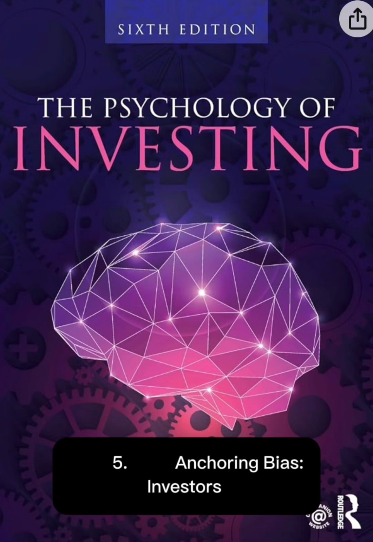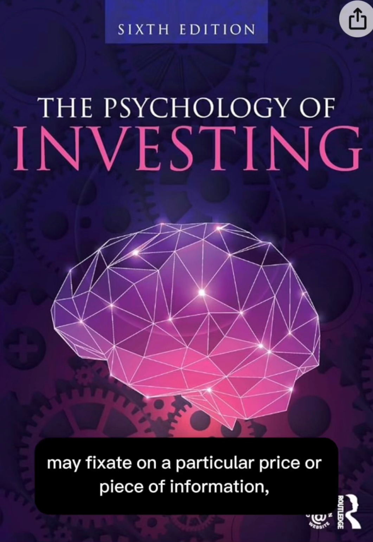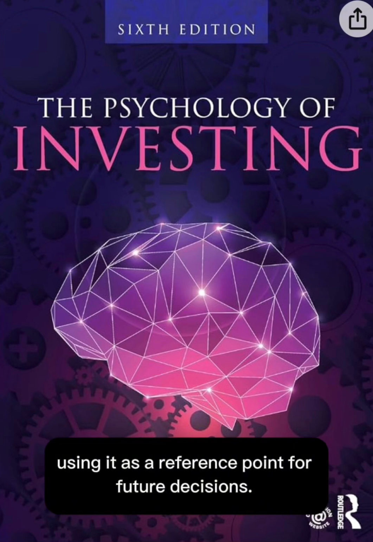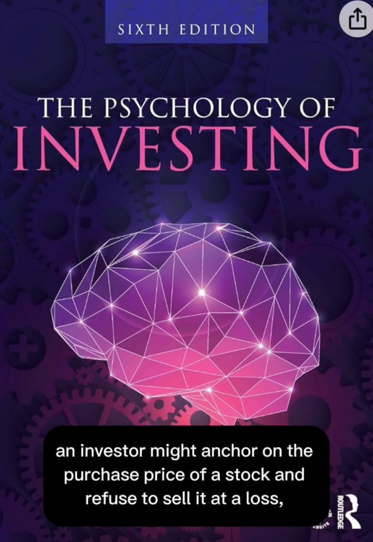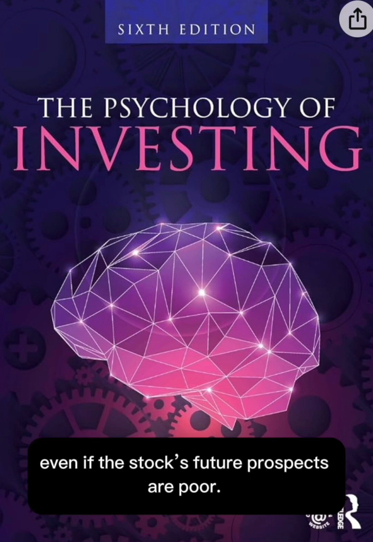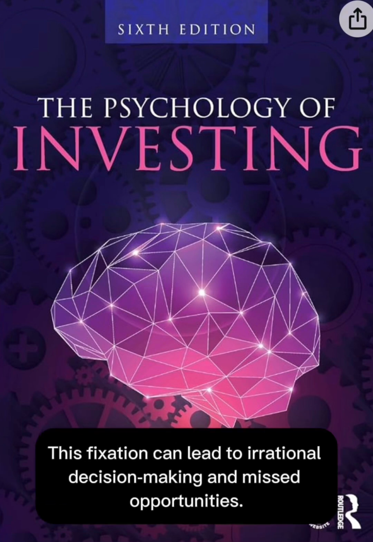5. Anchoring bias. Investors may fixate on a particular price or piece of information, using it as a reference point for future decisions. For instance, an investor might anchor on the purchase price of a stock and refuse to sell it at a loss, even if the stock's future prospects are poor. This fixation can lead to irrational decision-making and missed opportunities.